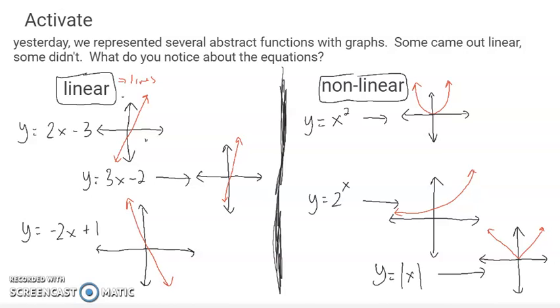Here's what I want you to notice. The ones that were linear and the ones that were not, what do you notice about their equations? Are there any clues you can find in these equations that might show you that the graph is going to come out linear, whereas certain equations over here did not? So pause here, give that some thought. It'll give you a head start on all this, and then we'll get to it.